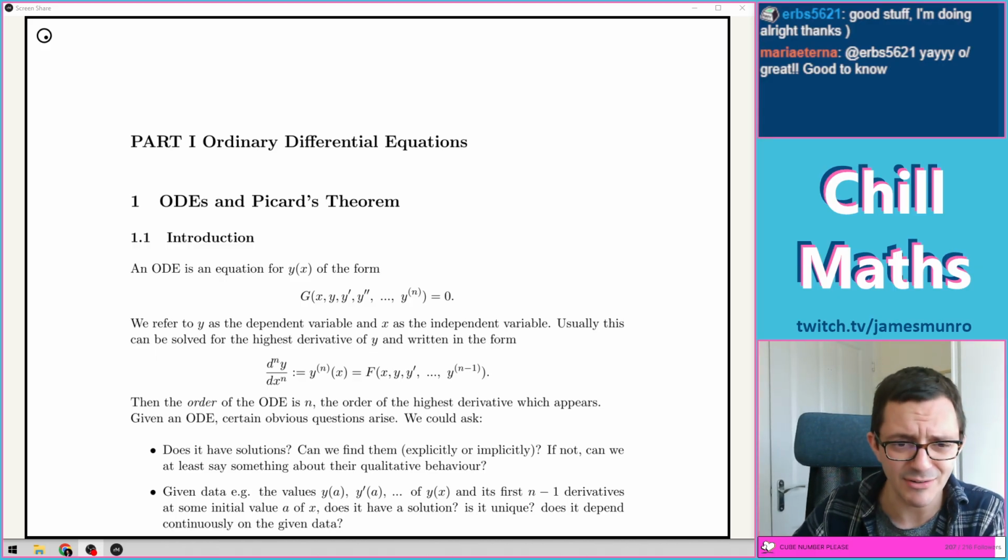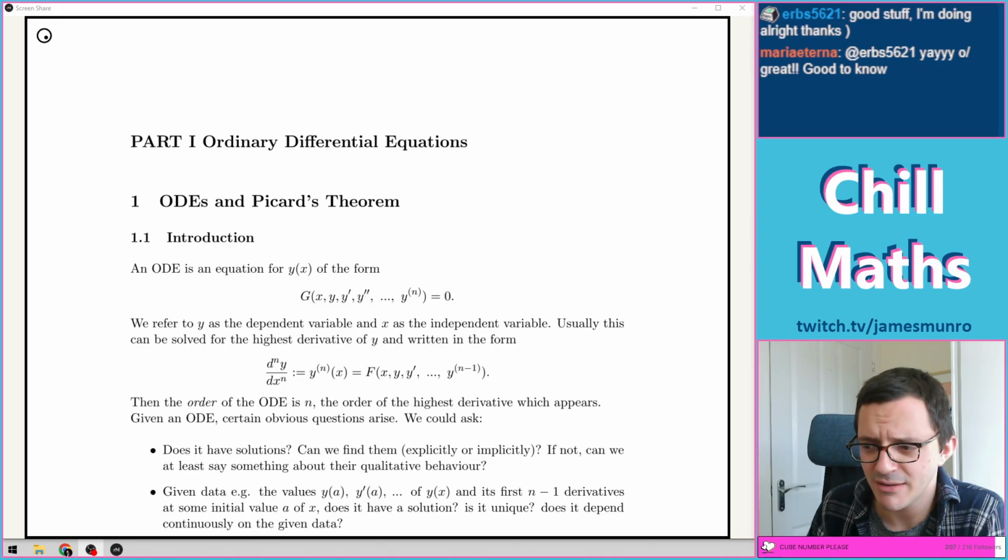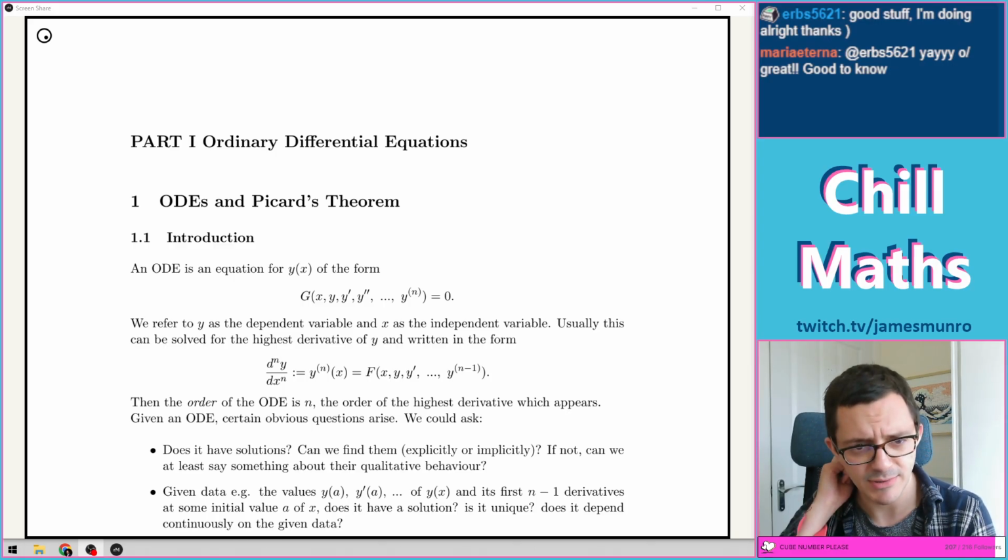The plan is that I'm just going to read through this a little bit and make notes on it, and we might go off on a tangent and talk about other stuff as we go along.